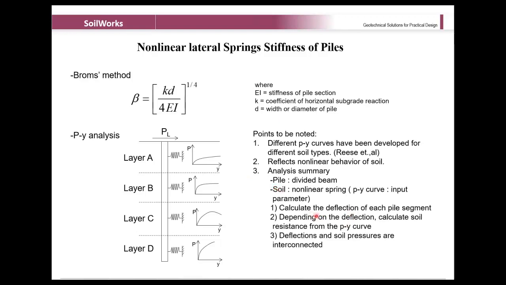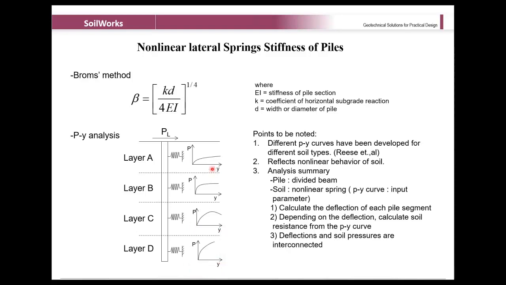Basically we calculate the deflection of each pile segment, and depending on the deflection we calculate the resistance of the soil using the PY curve. These PY curves have already been generated and defined by different scientists for different types of soils. Let's say we have Reese's theory and Matlock's theory. Reese's theory is basically for sands and Matlock's theory is for clays, and similarly we have theories from API, the American Petroleum Institute, who developed PY curves for different types of soil.